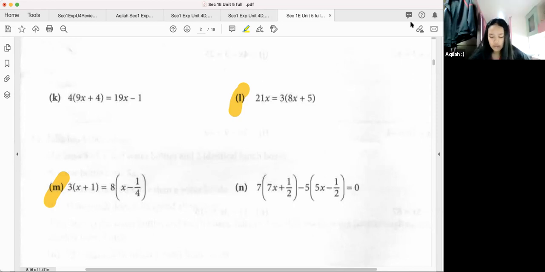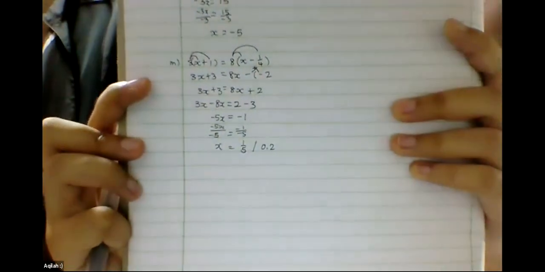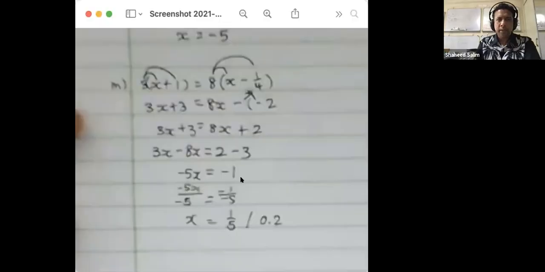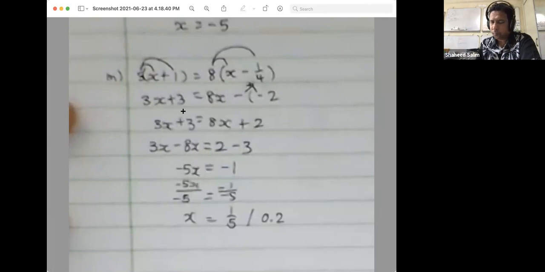For M, x equals 1 out of 5. 1 out of 5. Okay, can I have a look at your working? Okay, thank you. Okay, this is your working, right? Mm-hmm. Okay, so now 3x plus 3, well done. Then 8x down here, when you multiply it out, it becomes minus 2, right?